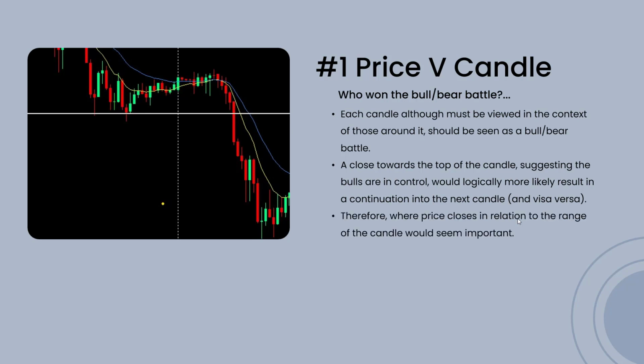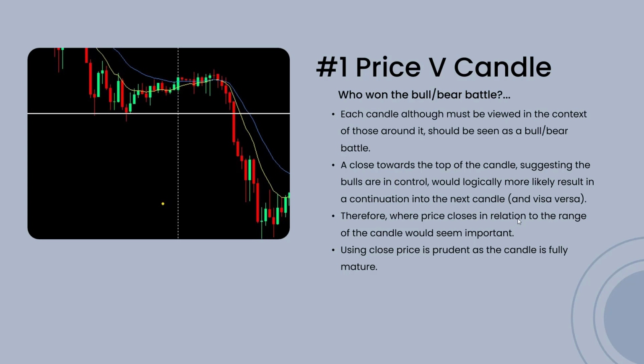Therefore, where the price closes in relation to the range of the candle would seem important. And remember, right at the start, I talked about being specific and unambiguous in terms of your plan statements. So perhaps something like the top third or the top quarter would work. But what is also obvious is we need to just do it on the close price.